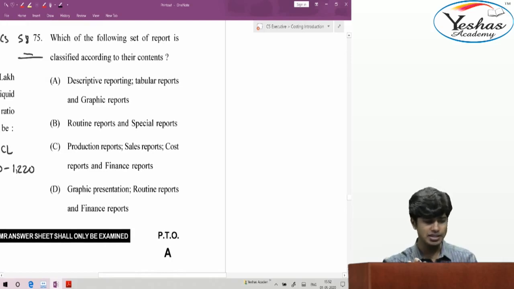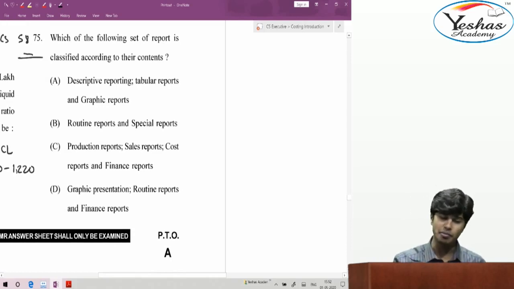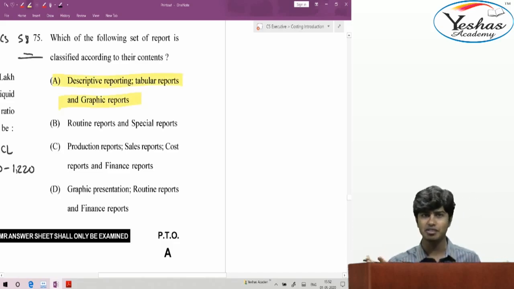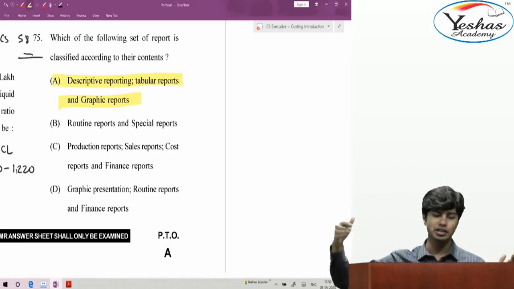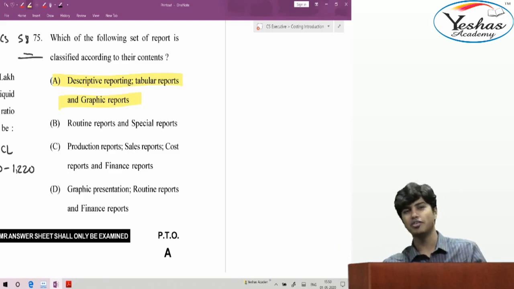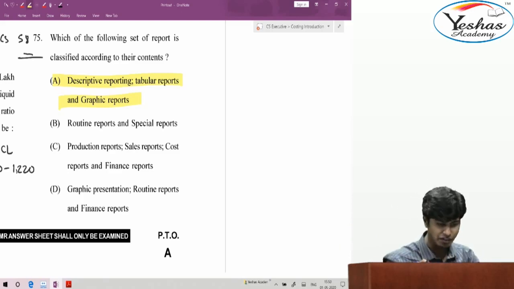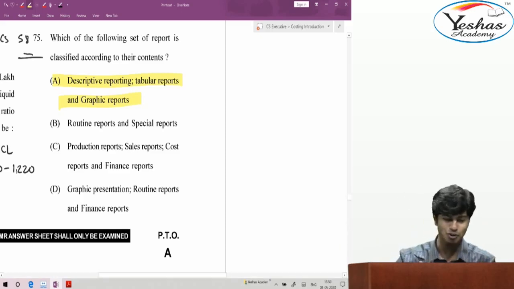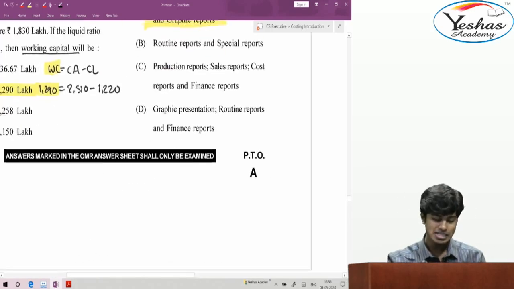Which of the following set of reports is classified accounting into content? So this is basically our corporate financial reporting. If you remember, I told you descriptive, tabular and graphical parts are the basic ways in which we segregated. Descriptive, there will be paragraphs; tabular, tables, bar tables and all other things; and then graphs, charts and other things. So these are the ways in which we can classify our reporting requirements. 75th one is from the chapter corporate financial reporting, a small chapter but a decent amount of marks from that chapter. 75th one is done.